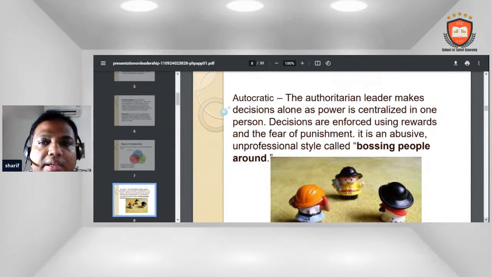Authoritarian or autocratic. The authoritarian leader makes decisions alone, as decision-making is centralized in one person. Decisions are enforced using reward and the fear of punishment. It is an obviously unprofessional style, called bossing people around.